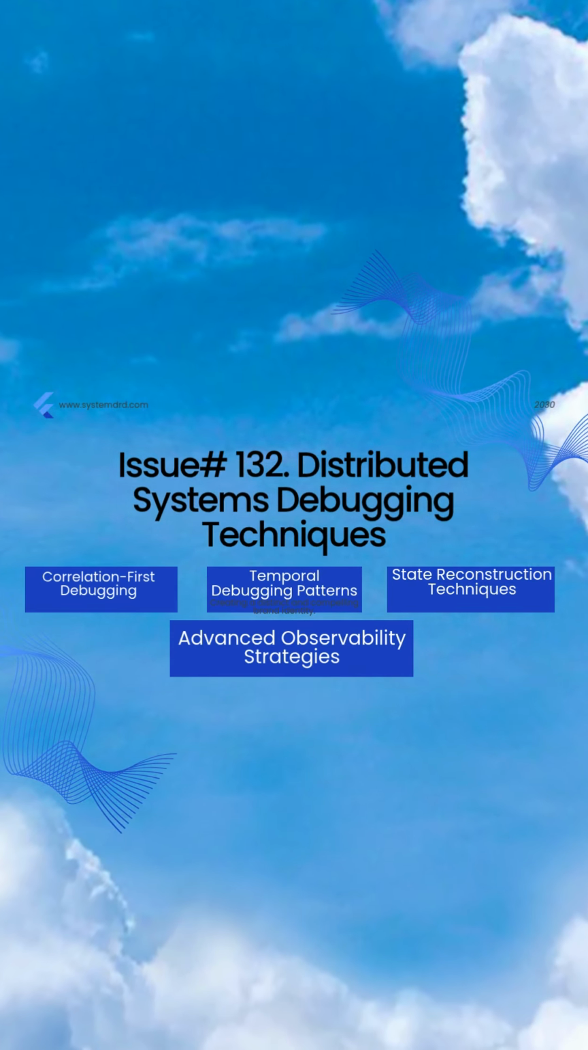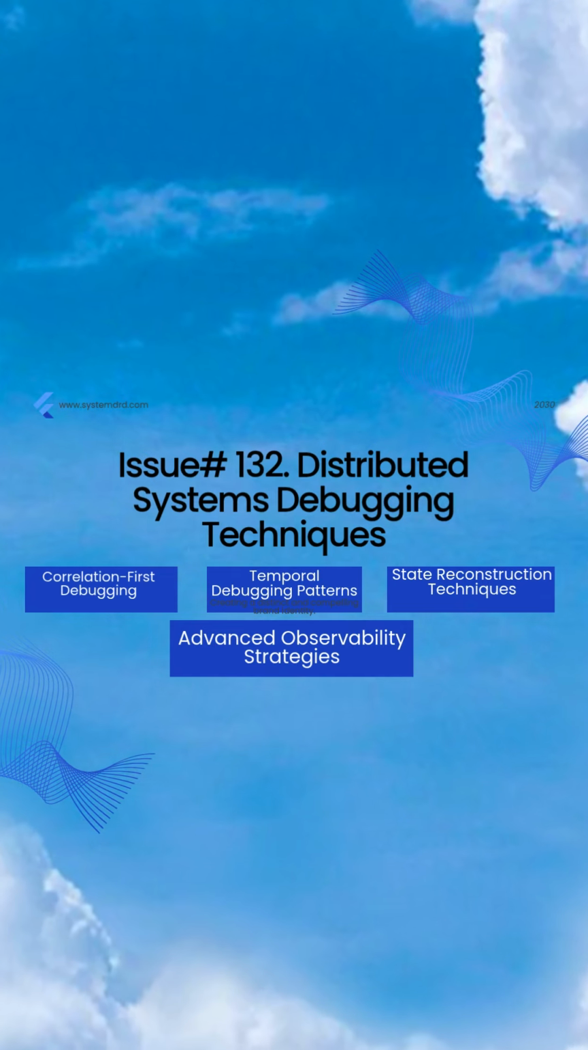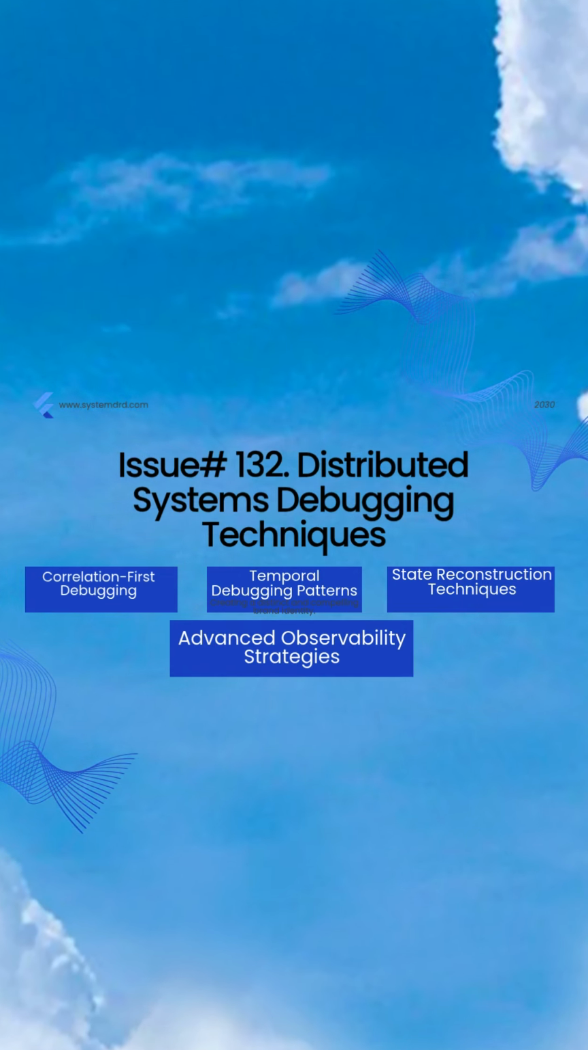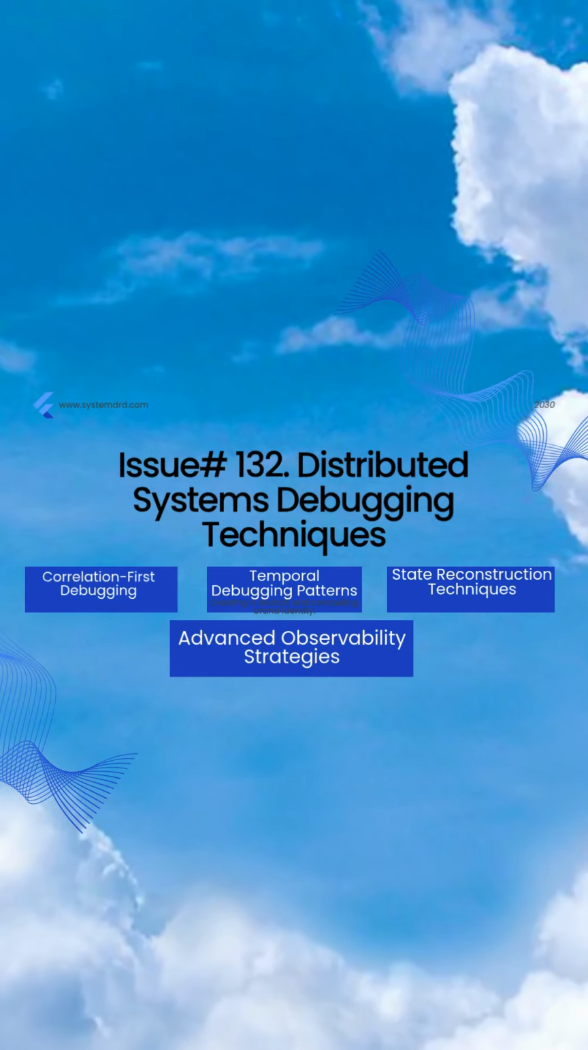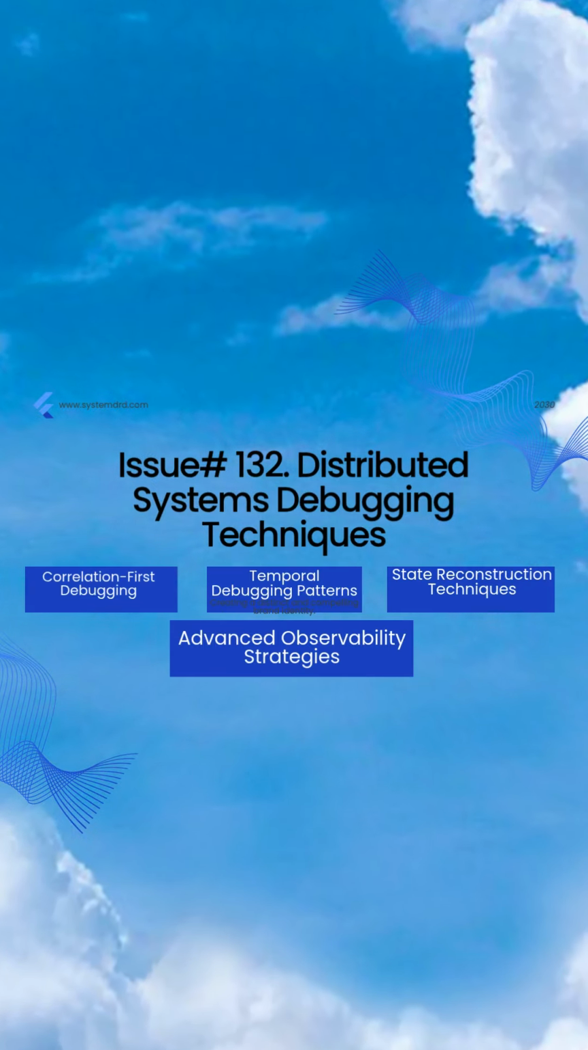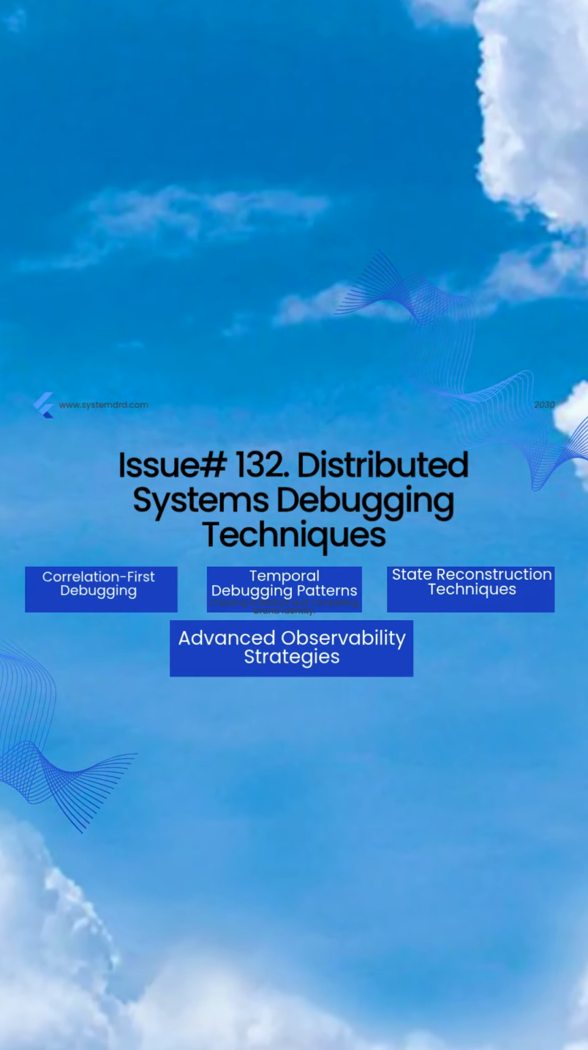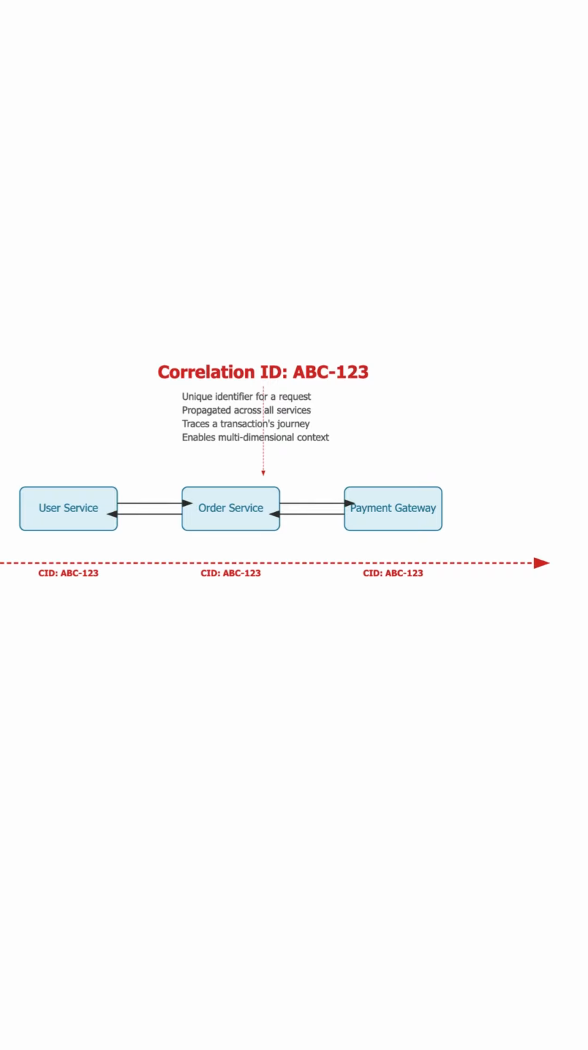In our previous lesson, we explored what happens when your distributed system becomes a crime scene, where individual components report healthy status, yet the entire system fails. Today, we're diving deep into the detective work required to solve those complex puzzles. This lesson, issue 132, focuses on advanced distributed system debugging techniques. It's about shifting your mindset from fixing code to reconstructing events across a vast interconnected landscape.